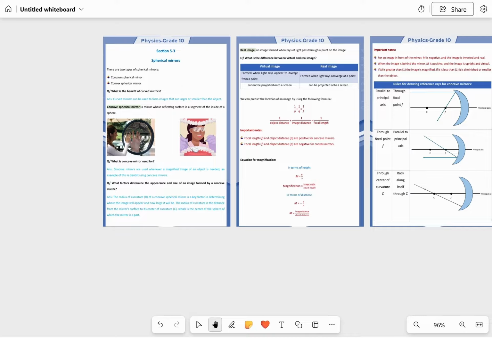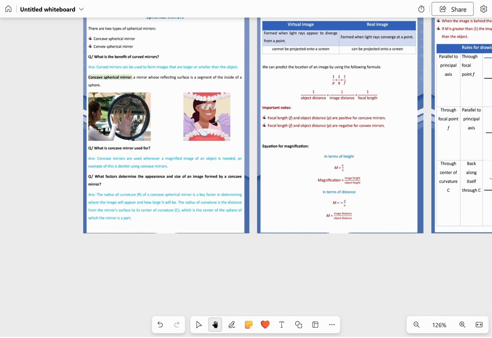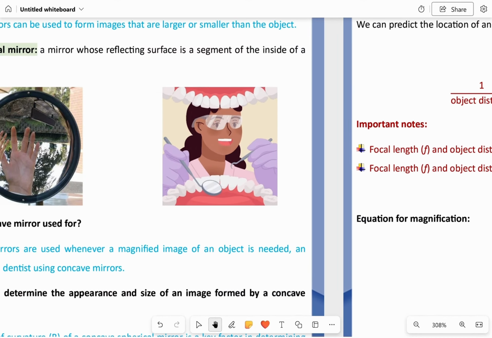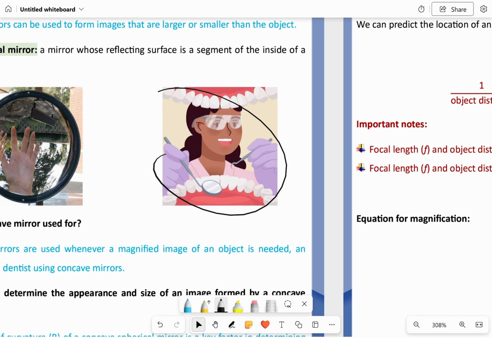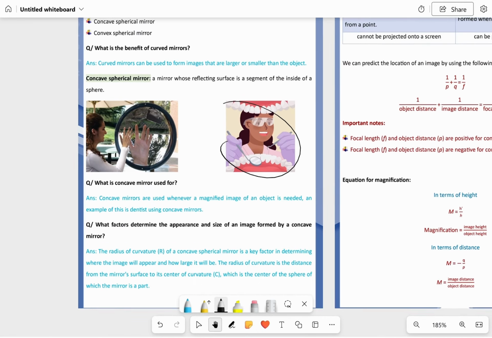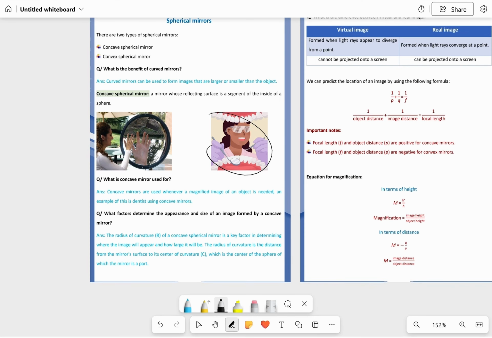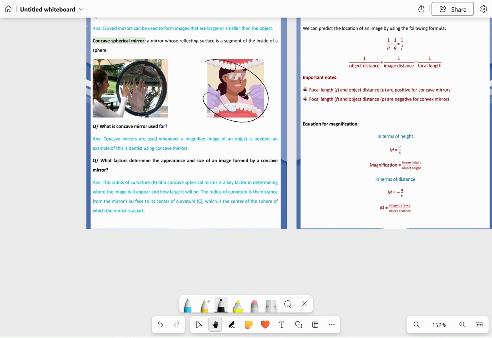Concave mirrors are used to have an enlarged or a larger image than the object. And convex mirrors are used to have a smaller image than the object. You might have seen the application of a concave mirror when you go to a dentist. You'll see that in their hands there is a small concave mirror that they use to see our teeth better.